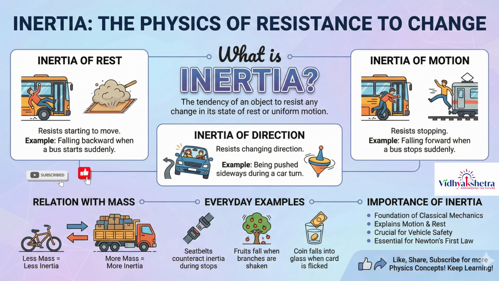Everyday examples of inertia. Inertia can be observed in daily life. Seatbelts protect us by countering inertia. During sudden stops, fruits fall straight down. When a tree branch is shaken, fruits fall. Coins fall into a glass when a card below them is flicked away. These examples make inertia easy to understand and observe.